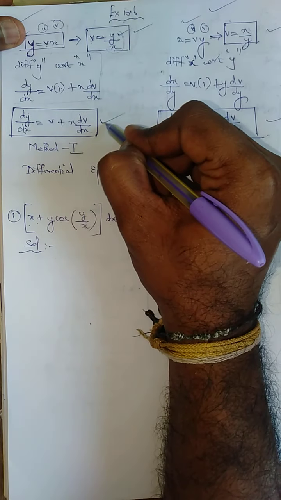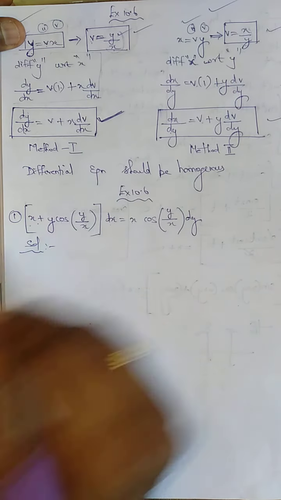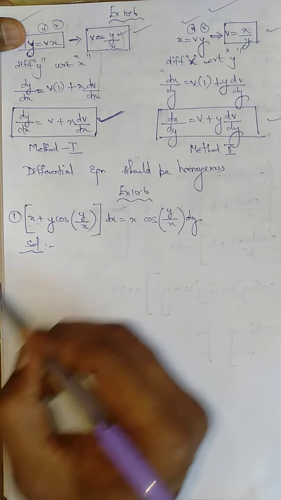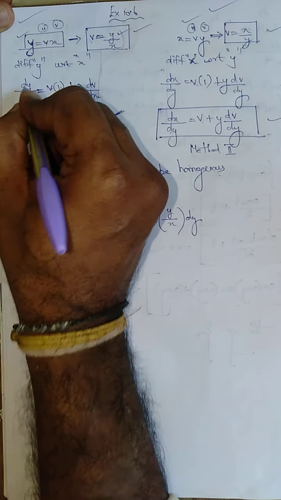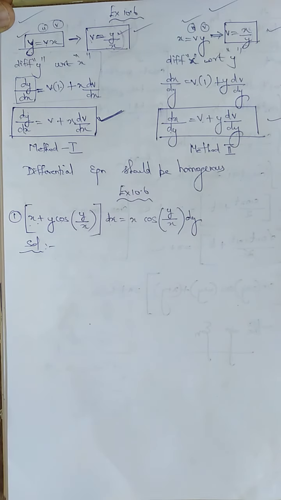So I am going to use method 1. Why am I going to use method 1? Because y by x is given straightly. So I can use method 1. In method 1, I need to find dy by dx only. I need to check dy by dx only.